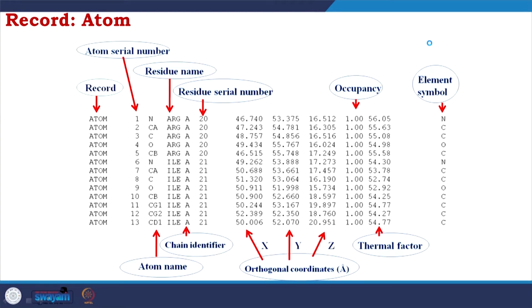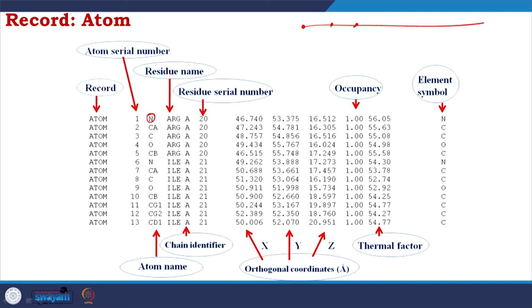Now, coming to the coordinates. As I told, the atoms would be defined by record, and the atom serial number is there. These are atom serial numbers, but these are not residue serial numbers. What is that? Remember, when we talk about atom serial number, we are talking about the first atom. It might not be. So, if this is the protein, it could start from here, it could start from here, it could start from here.